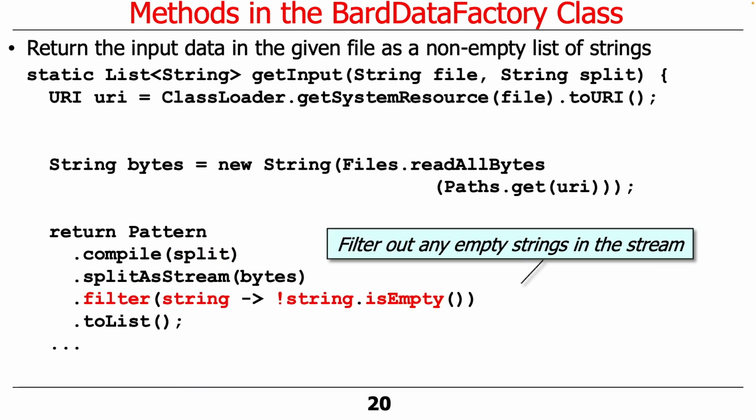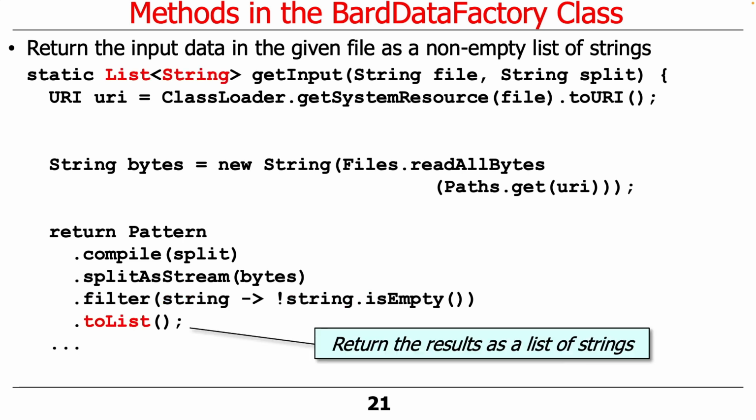And then we filter out anything that might be empty. There's really nothing empty, but if there were, it would be filtered out, so there's no empty strings. And then we return the whole thing as a list of strings. So we get back a list of strings from our getInputFactory method.